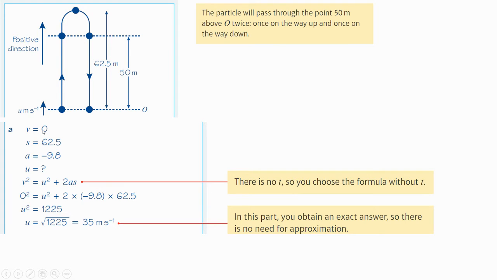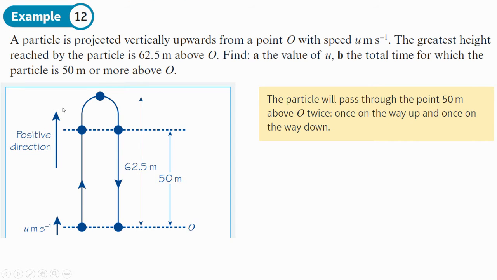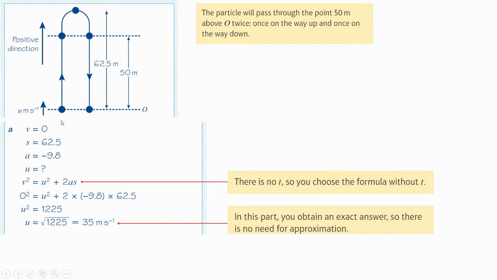V is 0. That's the final velocity, because we are thinking about the initial speed. So if we think about just the first half of the journey, then when it gets to the top, the final velocity will be 0. How far it will have traveled will be 62.5. Gravity is -9.8 because it's acting downwards, and we pick positive to be upwards. If we put those figures into our equation, we can get that the answer is 35.